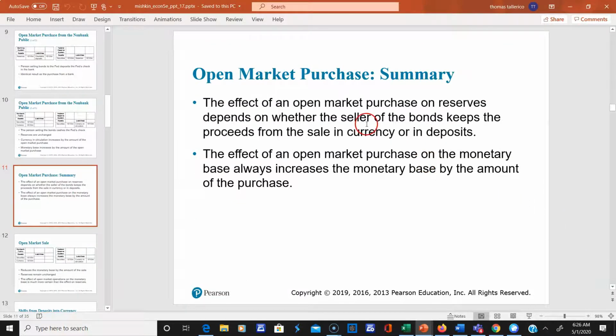The effect of the open market purchase on reserves depends on whether the seller of the bonds keeps the proceeds in currency or in deposits. But the effect of an open market purchase on the monetary base is that it always increases the monetary base by the amount of the purchase. So there's more money now circulating.